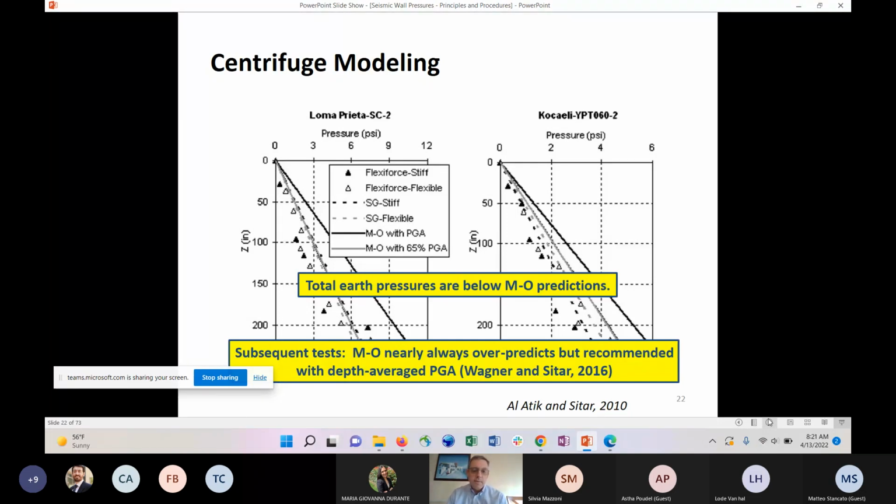And so there's been different ways to try to overcome this problem. One of the more recent ones is to depth average the PGA and to try to use that as the input for the limit state approach.